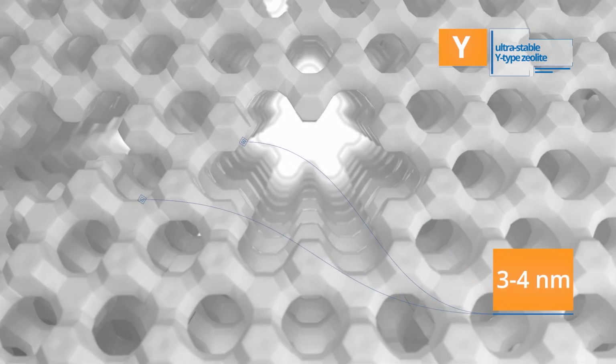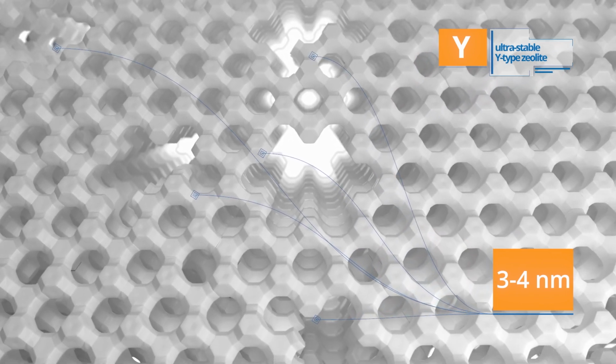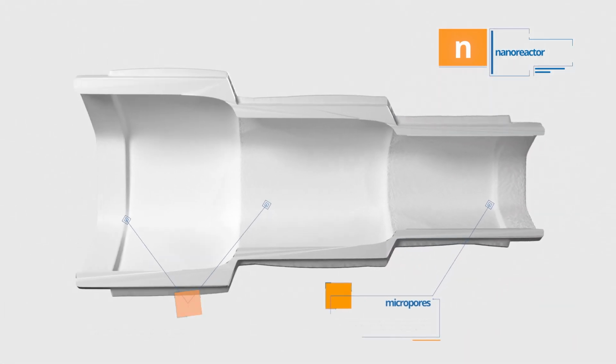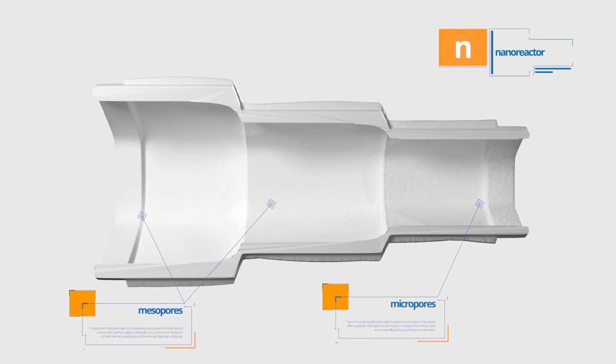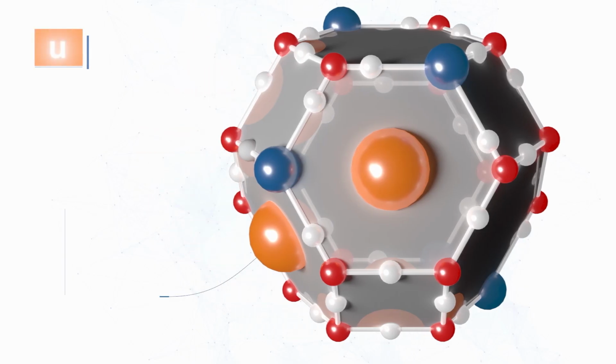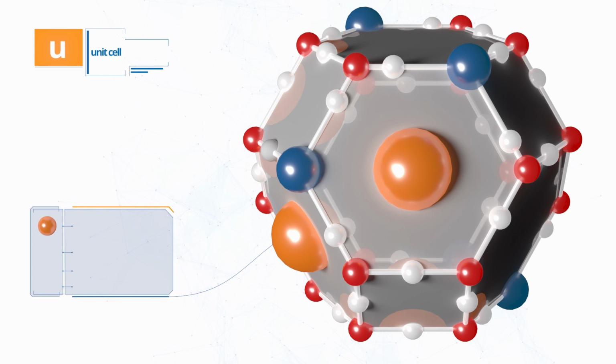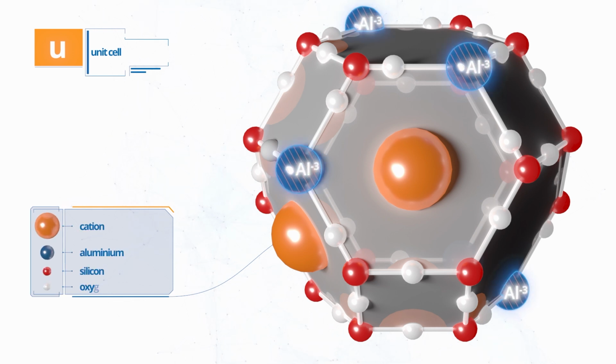These pores are covered with an active aluminosilicate phase from the inside. Thus, distinctive nanoreactors are formed inside the crystal, in which cracking begins in secondary pores and continues inside the zeolite. The silicon atoms inside the zeolites are electrically neutral, while the aluminium atoms carry a negative charge and form an acid site that enables the catalytic activity of the zeolite.